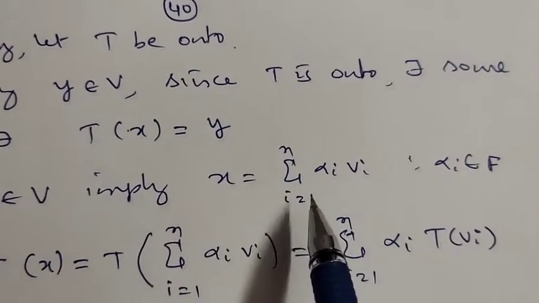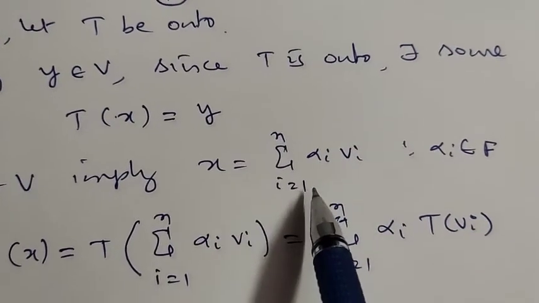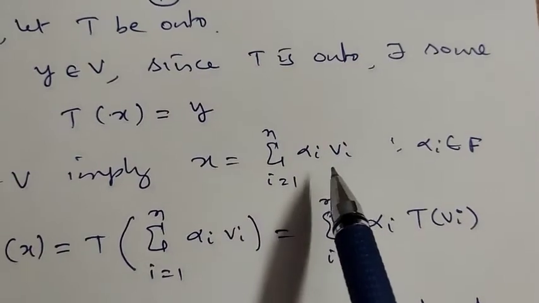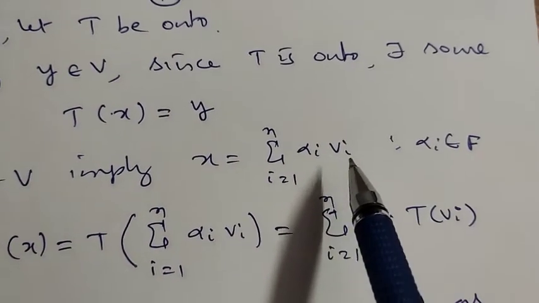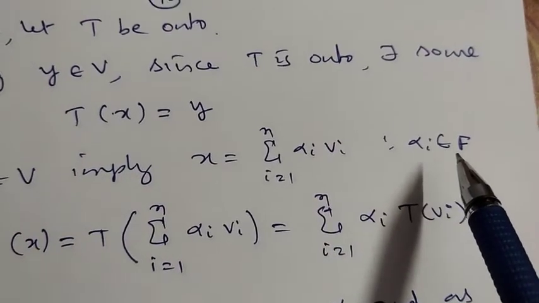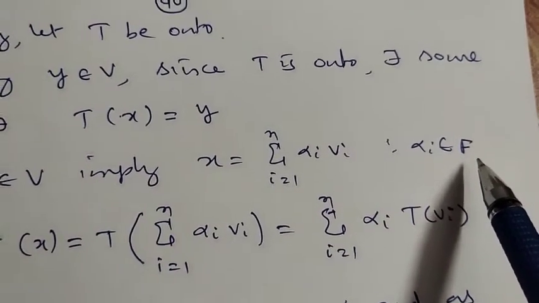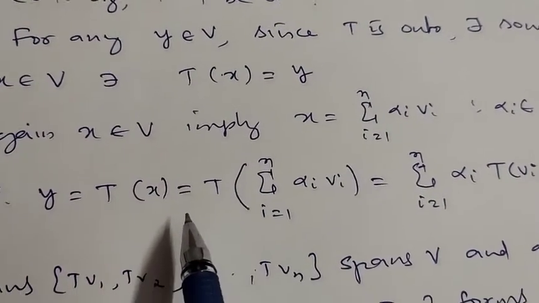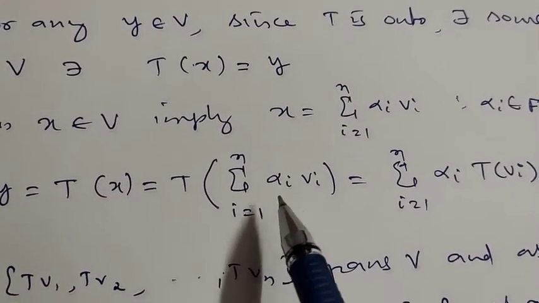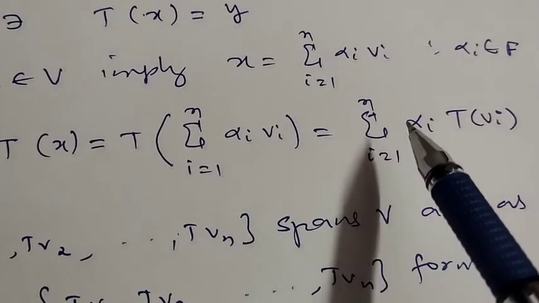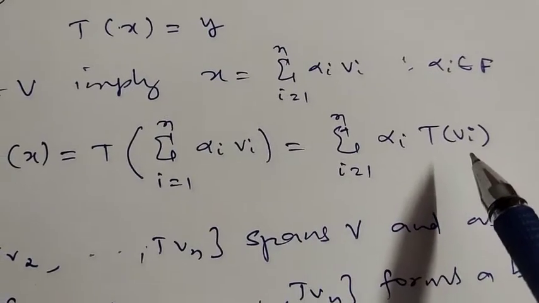X can be written as a linear combination of basis elements, which I write in summation notation as the summation i equal to 1 to n of alpha i Vi, or this can be written as alpha 1 V1, alpha 2 V2, etc., plus alpha n Vn, where each alpha i belongs to F. Therefore, Y is equal to T of X. T of X is equal to what? T of the summation i equal to 1 to n of alpha i Vi. So, this is equal to the summation i equal to 1 to n of alpha i into T of Vi.